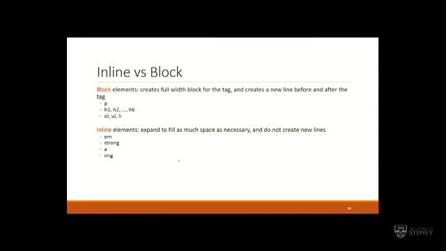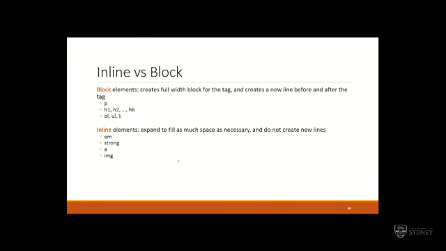Block elements, when they display on the page, will take up the full width of the page, and then they create a new line afterwards. Examples of these are things like paragraph tags, header tags, list item tags. You can also have inline elements. Inline elements only expand to take as much space as necessary, so they're as wide as the content they contain, and they do not create new lines. Examples of those are things like strong, emphasis, A, image tags, and so on.